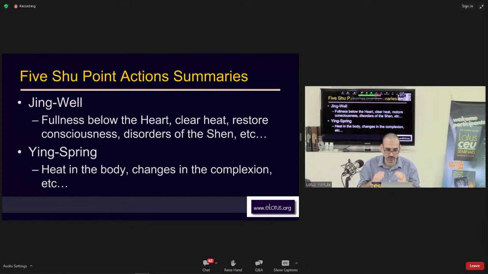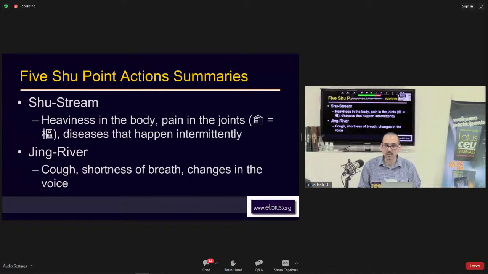Ying spring points, heat in the body, changes in the complexion. So changes in the complexion can mean red face, can mean pallor. Why? Because it's bidirectional, right? It's not only clears heat. Clear heat is one of the things, but not the only thing. Okay. The shu stream points treat heaviness and pain in the body, pain in the joints.